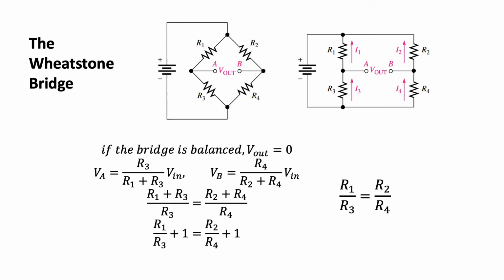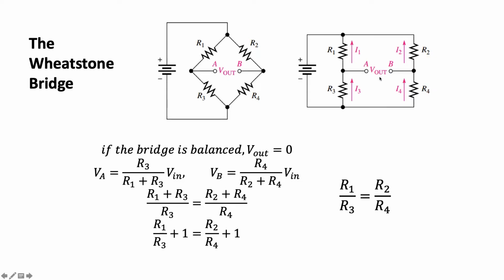This next circuit is called the Wheatstone bridge. It's composed of 4 circuit elements, typically resistors. Each pair of circuit elements are in series, and one pair is parallel to the other. A voltage is typically measured at junctions A and B, as shown in the figure.